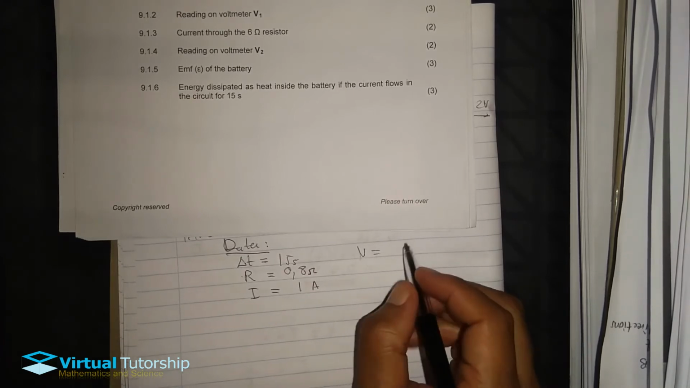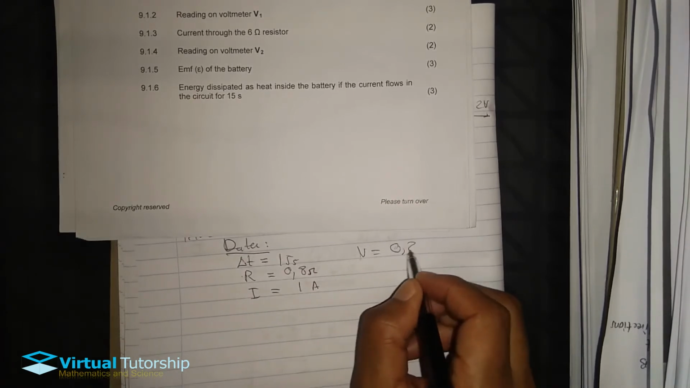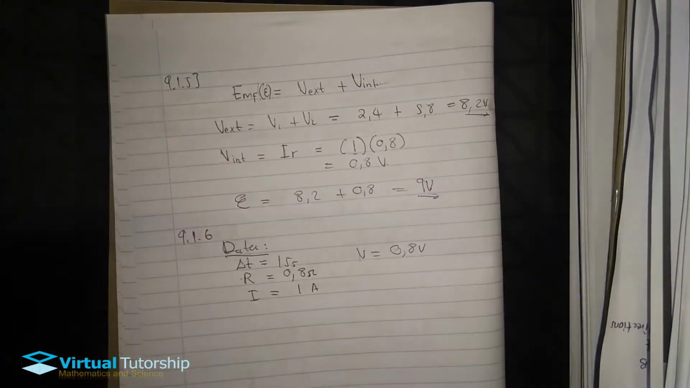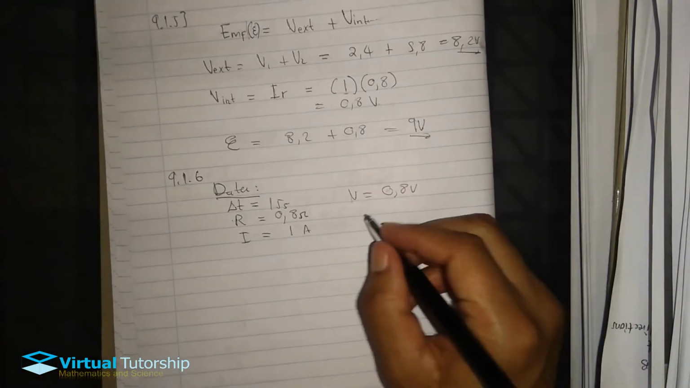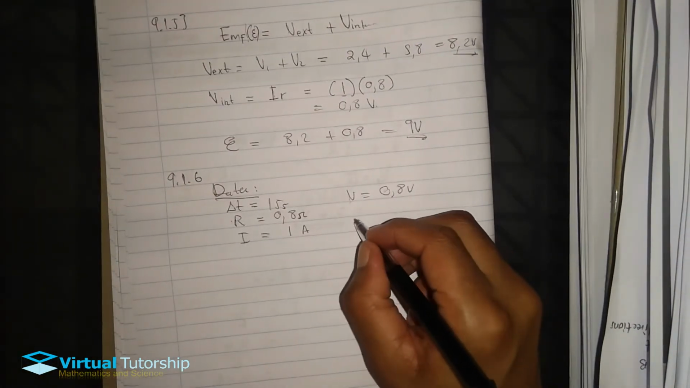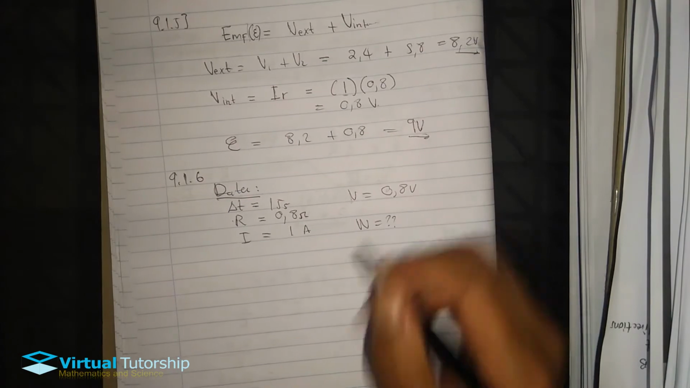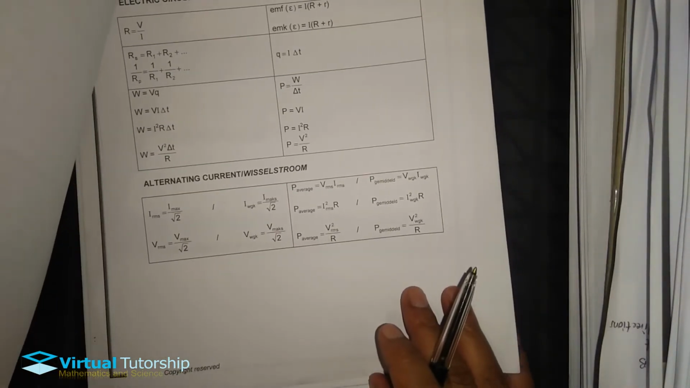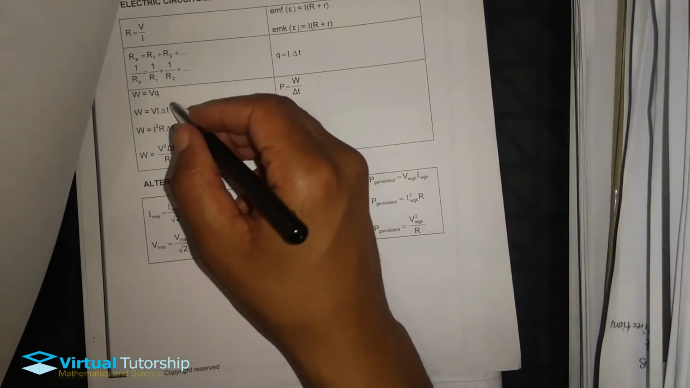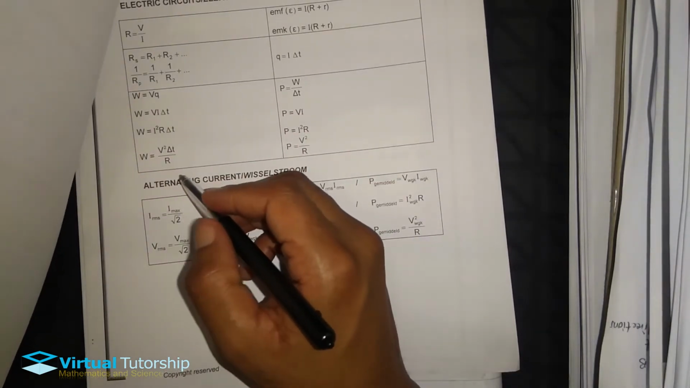V is 0.8 volts. So now I need the energy, or the amount of work done. So therefore I need a formula. The formula sheet gives formulas to calculate the work done, and I think I can use any of these formulas for work done.